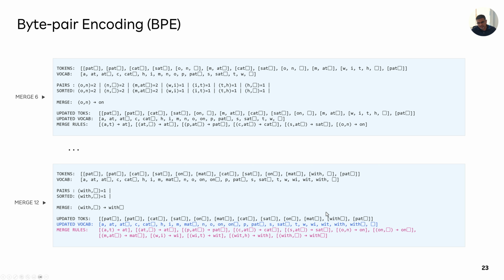Now, this seems too cumbersome, but believe me, this is the gold standard way in which you tokenize. All the LLMs essentially use techniques like this. There's another technique which we'll study called WordPiece tokenization, but BPE is very, very common and one of the most popular tokenization techniques.